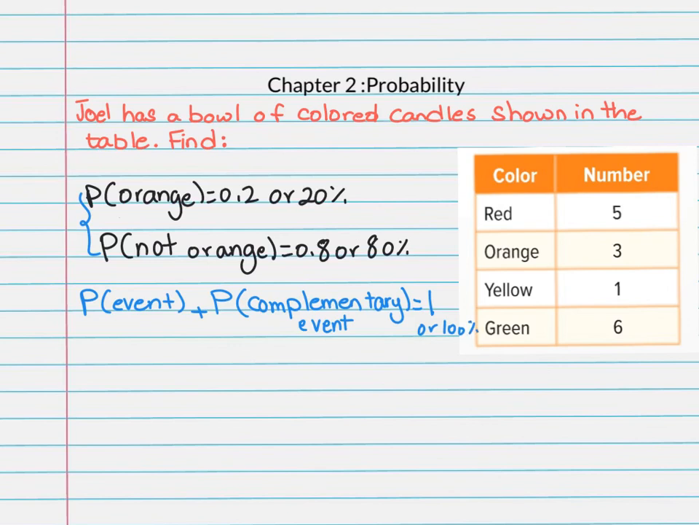Let's verify it based on the examples that are given. The event is orange, so the probability of orange is 0.2. Its complementary is not orange, and that is 0.8. If you add them, you're going to get a 1. So those two events are complementary. Let's try it with percentage. 20% plus 80%, and that's 100%. So they are definitely complementary events.